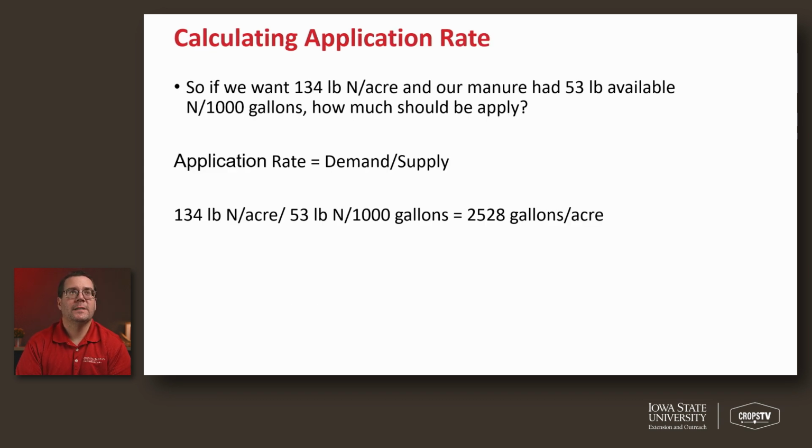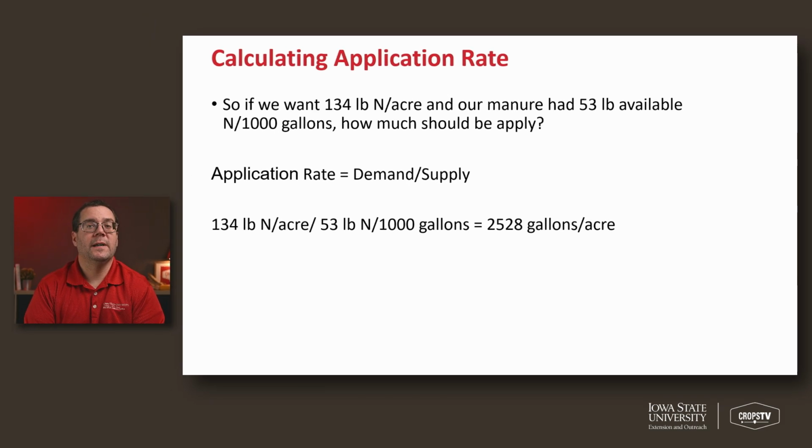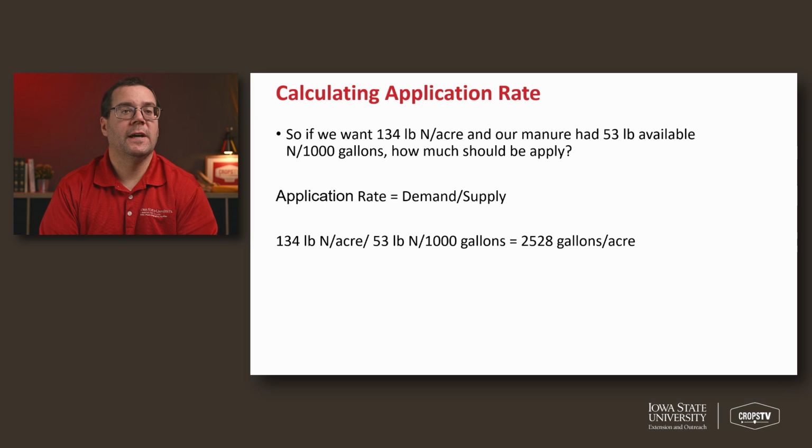All right, so I wanted to walk us through sort of that example of how to calculate an application rate. So we saw from that MRTN prediction that we wanted 134 pounds of nitrogen per acre. From our earlier swine manure example, we got 53 pounds of nitrogen per 1,000 gallons that we were applying. How much should we apply?